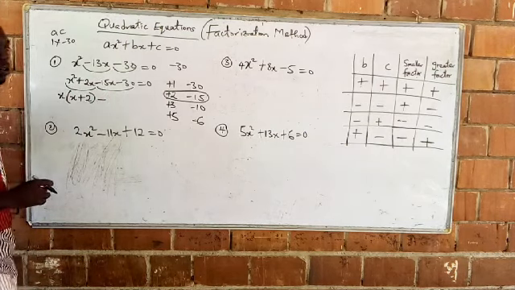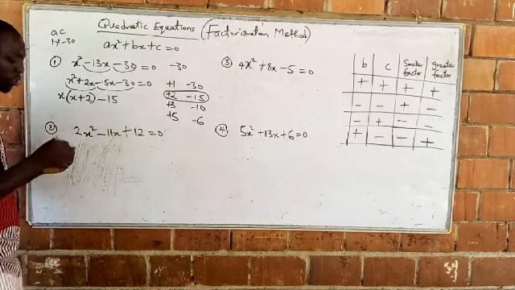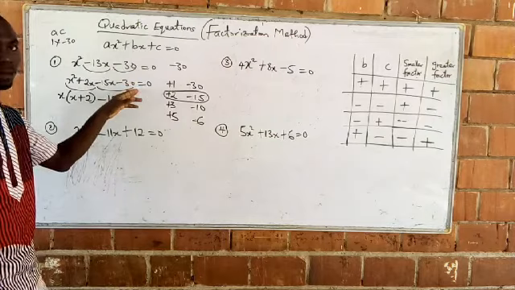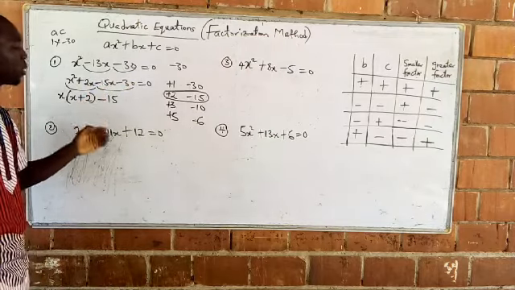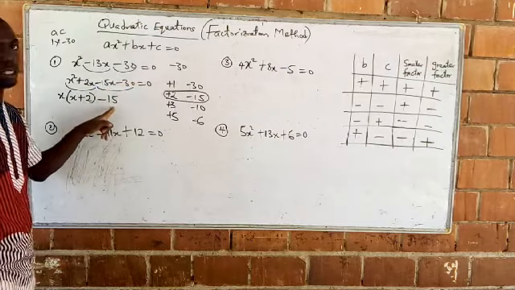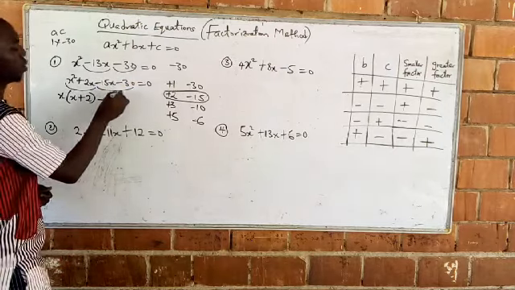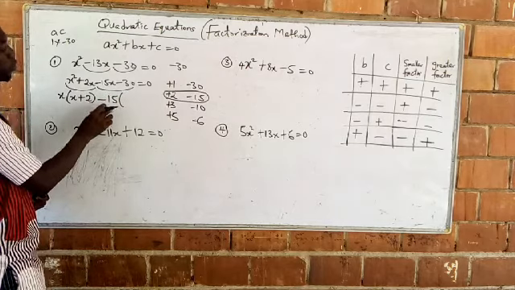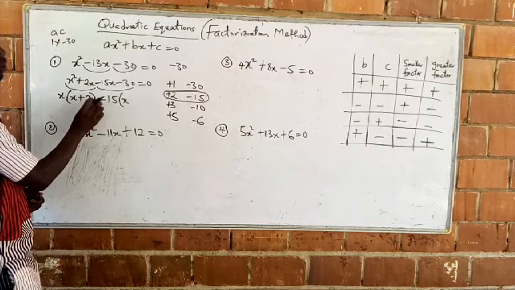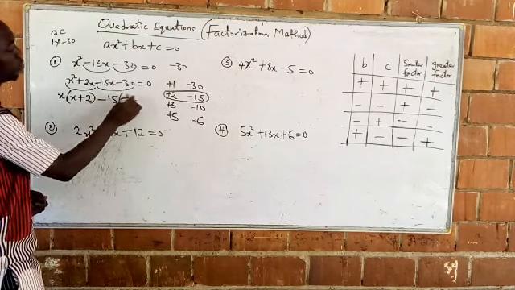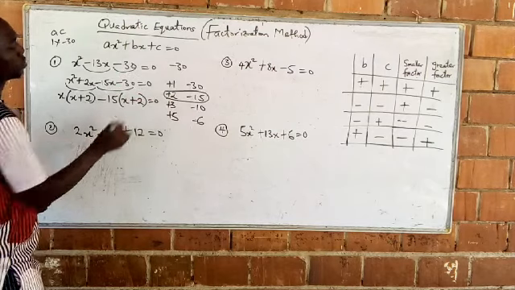15 and 30, what is the highest common factor? It is 15. Don't forget, 3 can divide both 15 and 30. 5 can also divide 15 and 30, but the greatest number that can divide 15 and 30 is 15. So we are going to make use of the highest common factor. If you take 15 away from here, you'll be left with x. Then, because of this negative sign, this one will turn to positive. 15 in 30, that is 2, equals 0.